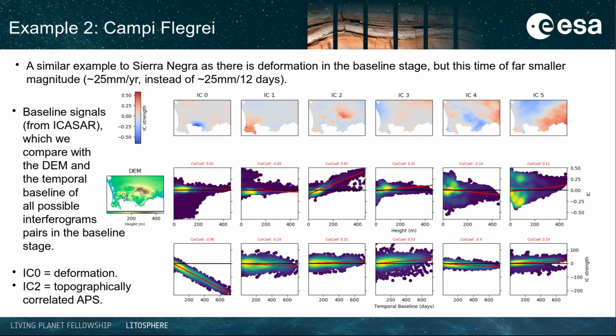And when we compare the DEM to IC correlations, we see not much in the first 2 cases. But with IC2, we see a really clear linear trend. So that is indicative that IC2 is probably capturing a topographically correlated atmospheric phase signal. We can also look at how the temporal baseline of an interferogram, i.e. say a 600-day interferogram, might use IC0 very, very strongly, and that suggests that it's deformation, whereas the atmospheric signals, you'd expect it to be used no more strongly in a 12-day interferogram or a 120-day interferogram.